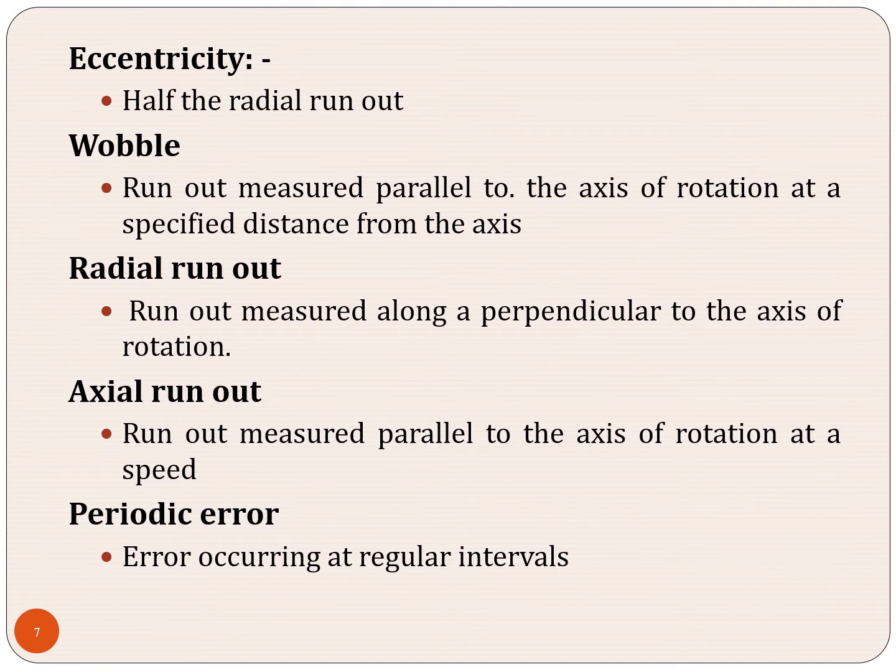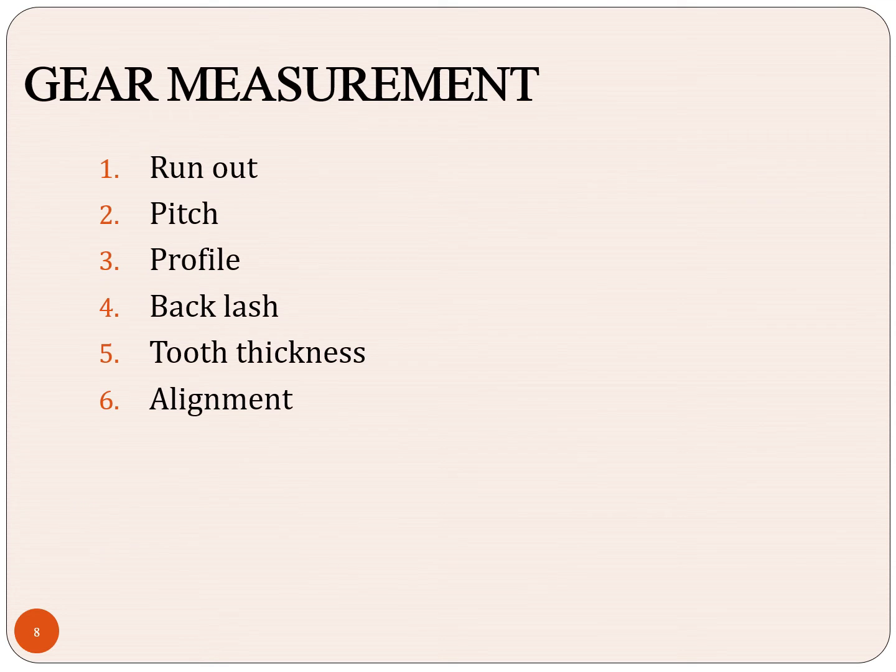Eccentricity, that is, the radial run-out. Wobble is run-out measured parallel to the axis of rotation at a distance from the axis. Radial run-out and axial run-out are perpendicular and parallel to the axis of rotation respectively. Periodic errors occur at regular intervals. We need not give much importance to that.